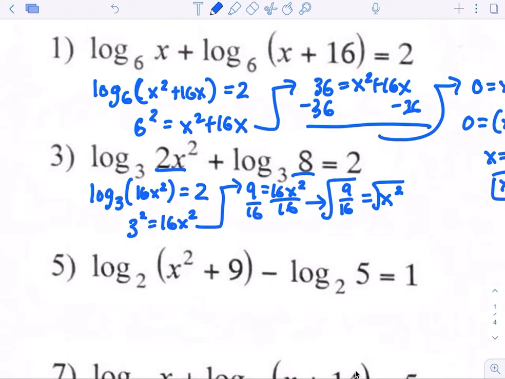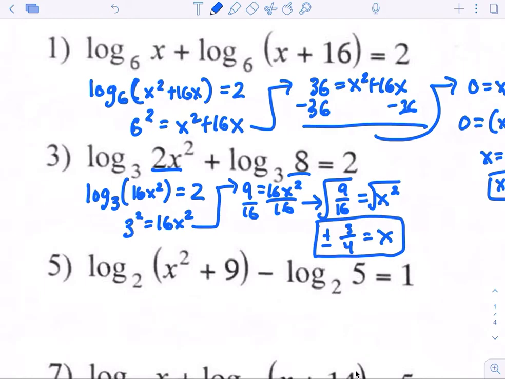Square root both sides, and remember you get plus or minus. So plus and minus, the square root of 9 is 3, the square root of 16 is 4, is equal to x. And if we plug both of those into the original, they seem to be good. So this is going to be your answer.